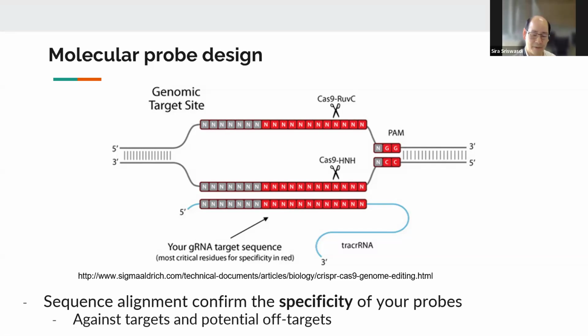If your probe, if your guide RNA can target 5 different regions in the genome, then you don't know if your CRISPR assay will target position 1, 2, 3, 4, or 5. You want to make sure that it's specific. And this can be done with sequence alignment. If it's aligned at one position, but not aligned with other positions, then you know that it's specific to where it's aligned to.